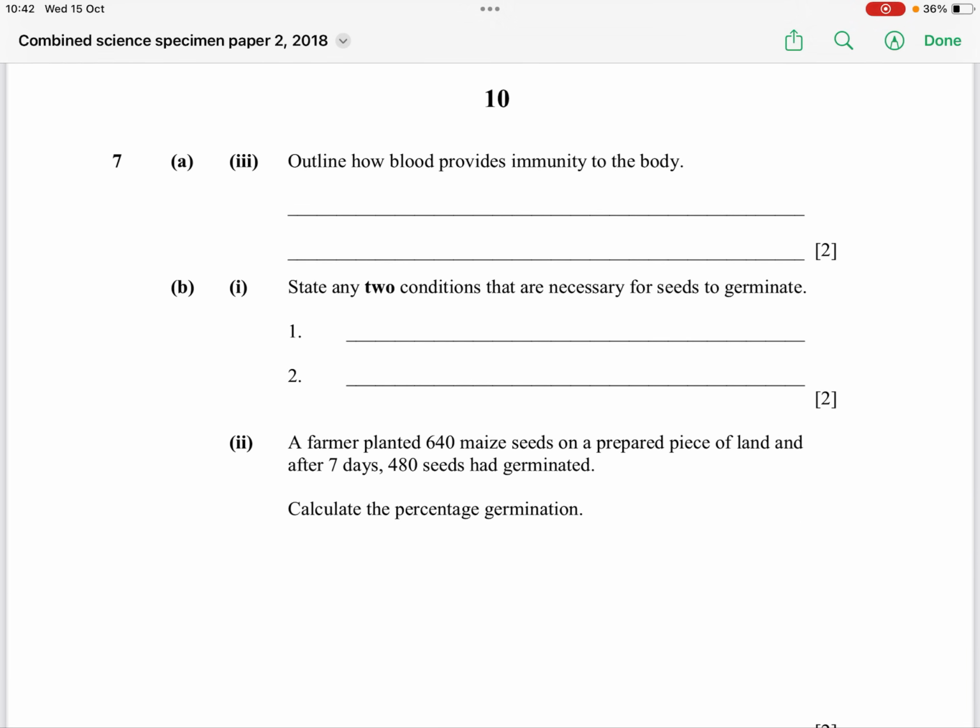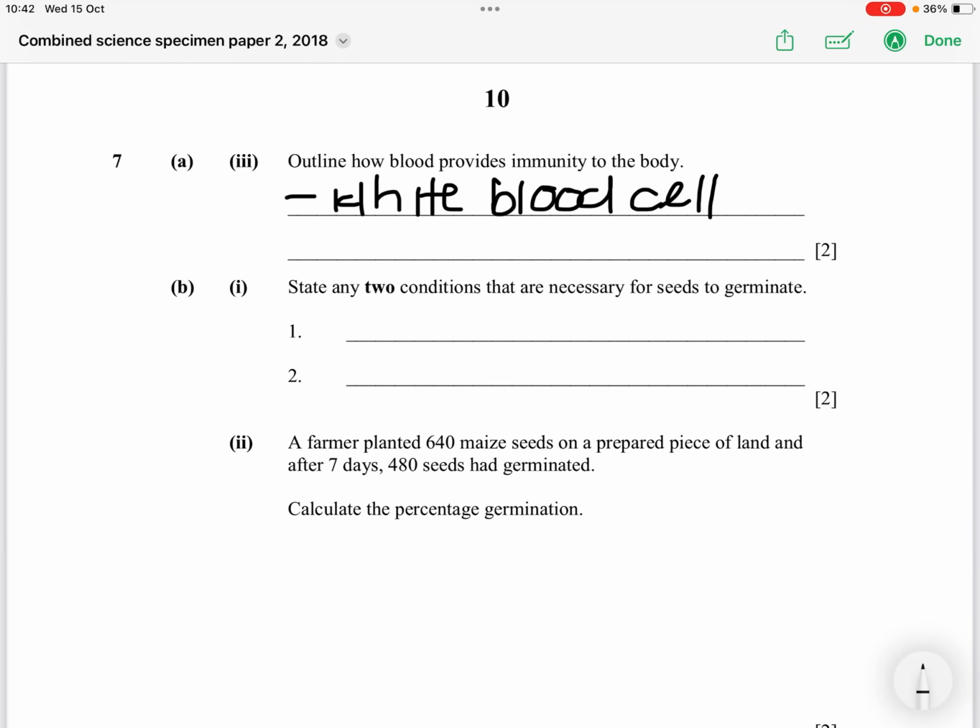Next, we are going to proceed to number 7. Number 7, 7a part 3, is requiring us to outline how blood provides immunity to the body. The blood consists of white blood cells, which resist and destroy invading organisms such as viruses and bacteria.